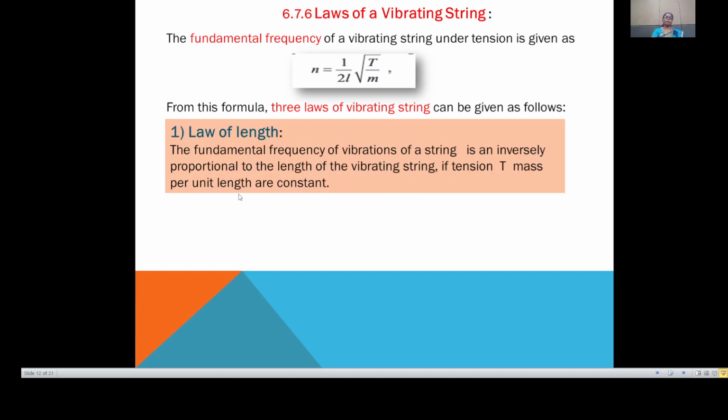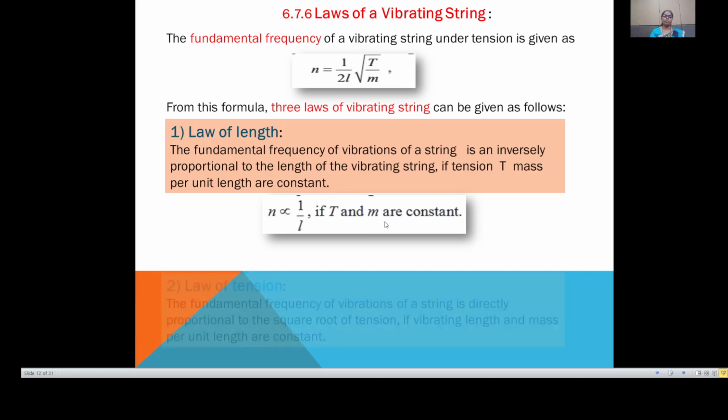The first law is called the law of length. The fundamental frequency of vibration of the string is inversely proportional to the length of the vibrating string if tension T and mass per unit length M are constant. Therefore, fundamental frequency N is directly proportional to 1 upon L if T and M are constant. This is the statement for the law of length.